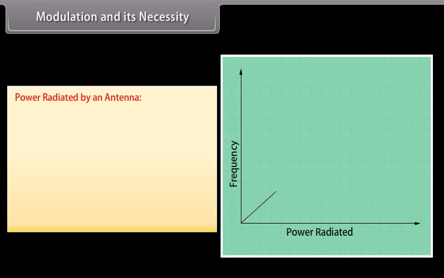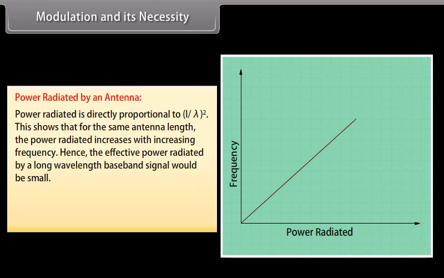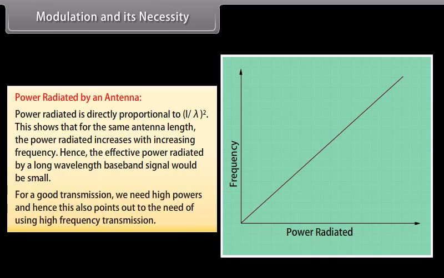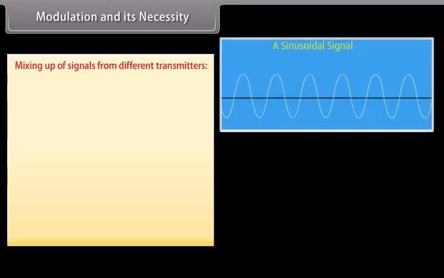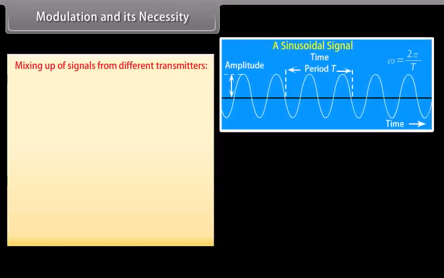Power radiated by an antenna. Power radiated is directly proportional to (L upon lambda) square. This shows that for the same antenna length, the power radiated increases with increasing frequency. Hence, the effective power radiated by a long wavelength baseband signal would be small. For a good transmission, we need high powers, and hence this also points to the need of using high-frequency transmission.